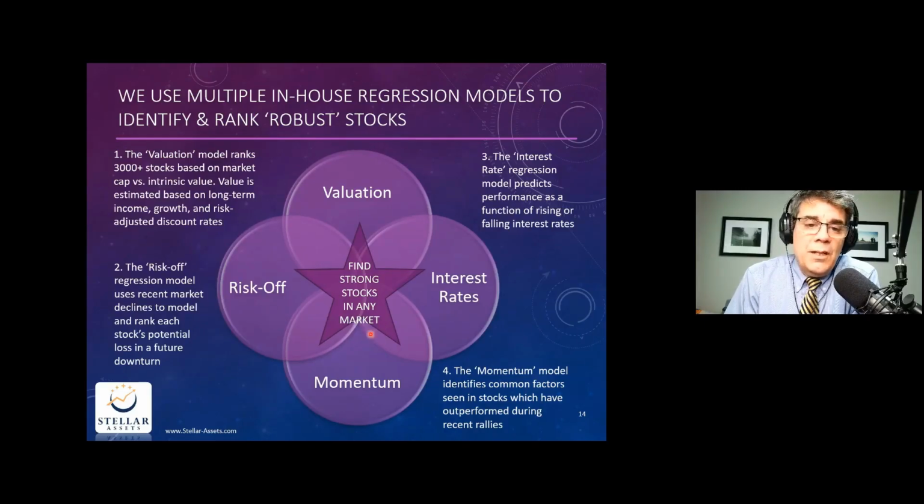My job is to find stocks that are in the sweet spot, stocks that will do okay, hopefully better than okay, regardless of which of these market environments we find ourselves in. I'm not predicting market environments. I'm finding robust stocks, and I'm ranking thousands of stocks based on how robust they will be, regardless of the market. Looking for that sweet spot.